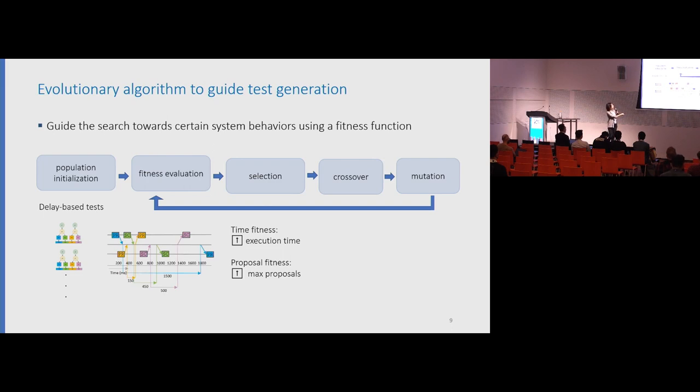So we select the best test cases out of the population and apply variation operations, crossover and mutation. With crossover, we used a simulated binary crossover, which allows us to combine the real values in the delay timeout values. And then for mutation, we incorporate some more randomness for exploration using a Gaussian mutation.